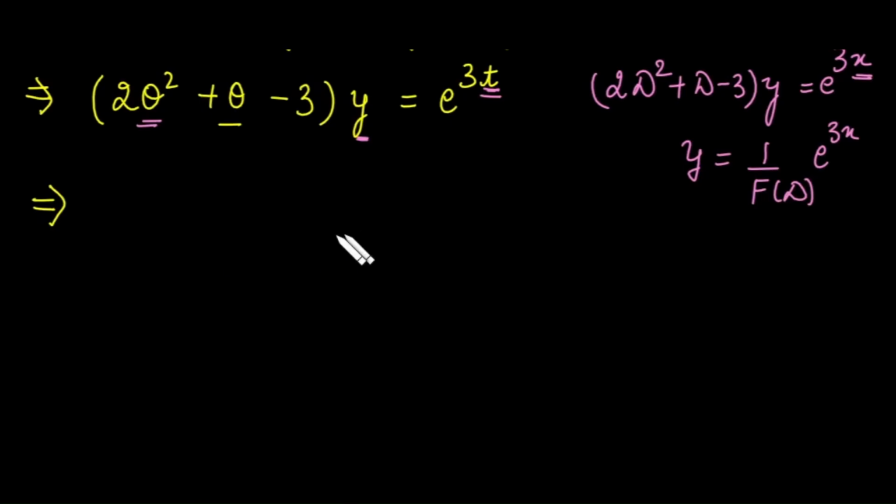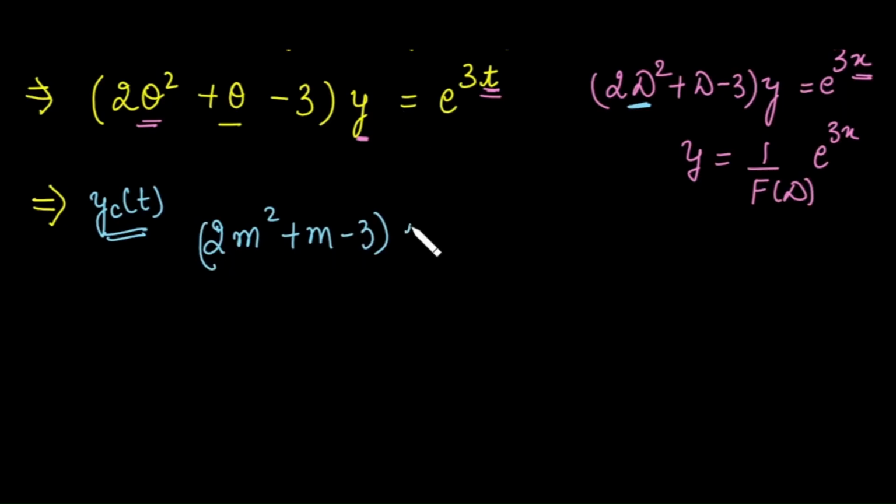From here we need to find the complementary function. For the complementary function in terms of the t variable, we will write the auxiliary equation. In that case we replace D by m, and in this case we replace theta by m. So 2m squared plus m minus 3 into y replaced by 1 is equal to 0, because the complementary solution corresponds to the homogeneous case. In that case we write it equal to 0. Now what are the roots in this case?